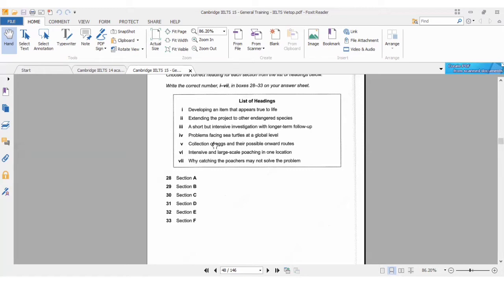Do you see that? We are spending time to understand this. I'm pausing to explain it to you because we're doing it together. But if you were doing it on your own, you would just use your pencil to underline words like developing, extending, you know, problems at a global world. You just underline some words like this collection, okay? Possible onward words. Those are words you would underline because they will be explained in the paragraphs where you will find their answers. They will be broken down. You will see an explanation or a description of the content.